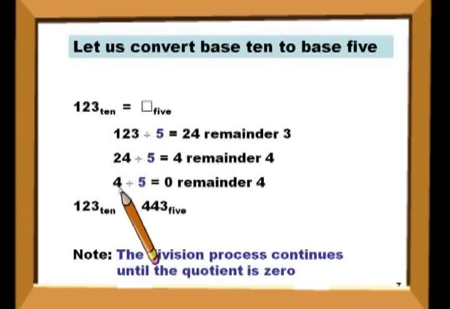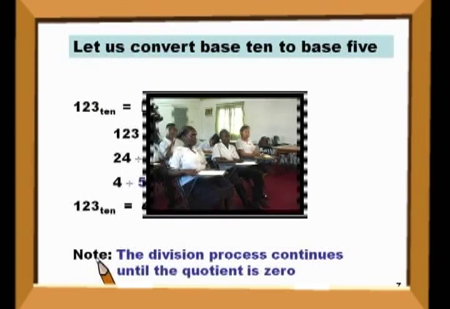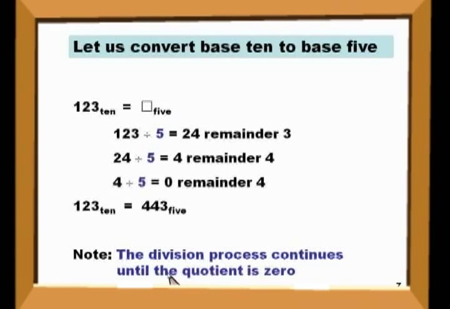Remember, we have to divide until our quotient is 0. 4 divided by 5 equals 0, remainder 4. So 123 base 10 is equal to 443 base 5. A little note of reminder, the division process continues until the quotient is 0. So here we have the division process continuing until our quotient is 0. So our answer is 443 base 5.